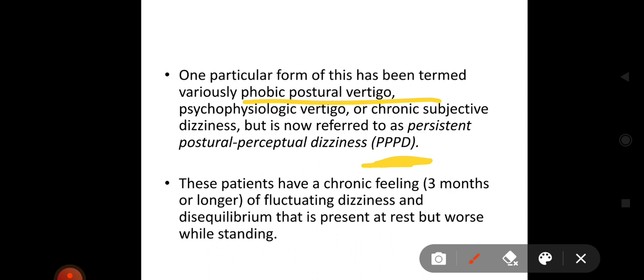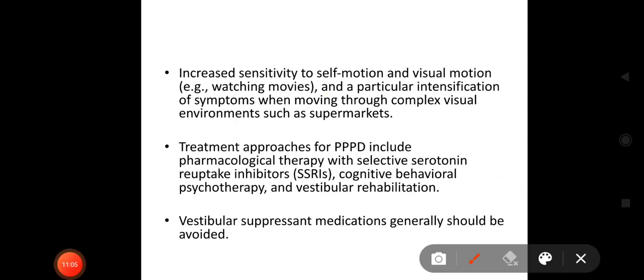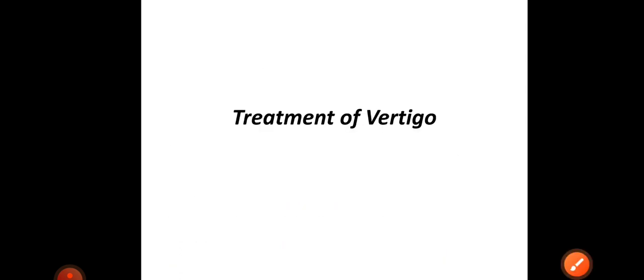What is this? PPPD, persistent postural perceptual dizziness. These patients have a chronic feeling, with duration of 3 months or longer, of fluctuating dizziness and disequilibrium that is present at rest but worst while standing. There is increased sensitivity to self-motion and visual motion, and a particular intensification of symptoms when moving through complex visual environments such as supermarkets. Treatment approaches for this include pharmacological therapy with SSRIs, cognitive behavioral psychotherapy, and vestibular rehabilitation. And vestibular suppression medications generally should be avoided in such cases.